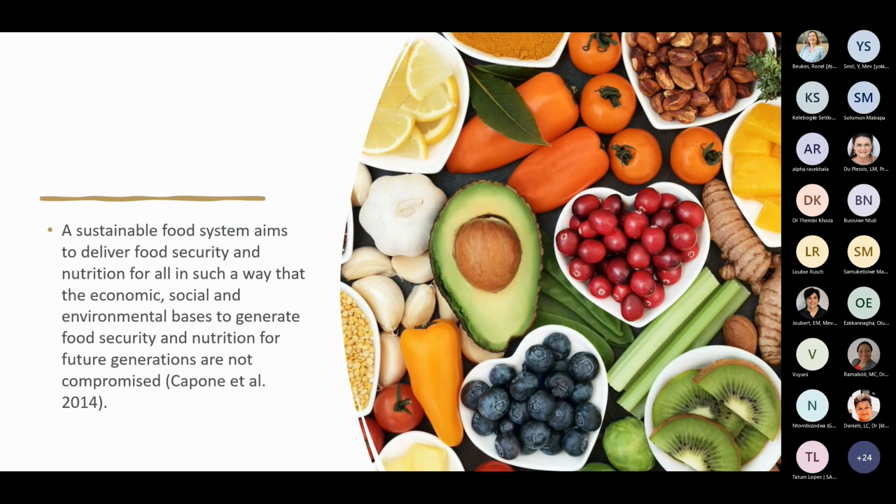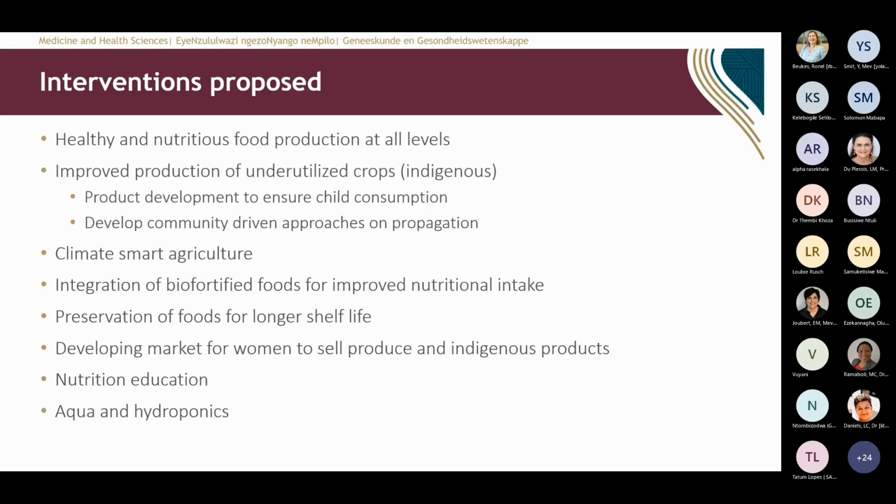So the aim is to achieve a sustainable food system, which will enable us to fight food insecurity and supply good nutrition to fight malnutrition, in a way that creates economy, is good for social impact, and also ensures sustainability of the environment, so that the near future is able to have food and access nutrition in various forms. The interventions that we propose are as follows, in one minute.